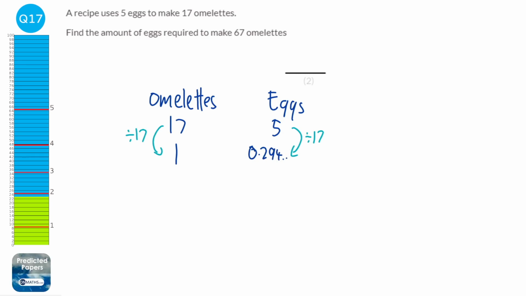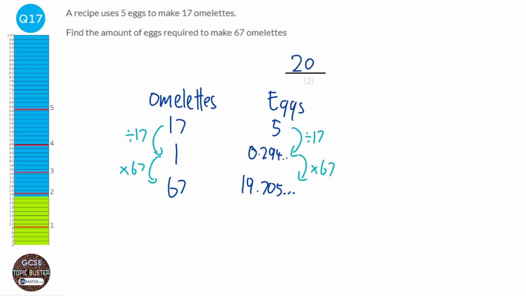Next we want to see how many for 67 omelettes, and to get to 67 from 1 we times by 67, so we do that to the amount of eggs, and we get 19.705 and so on. Now you can't get 0.705 of an egg, we always round with eggs, and we always round upwards because if you need 19.7, 19 won't be enough, so we need to pick 20 eggs.